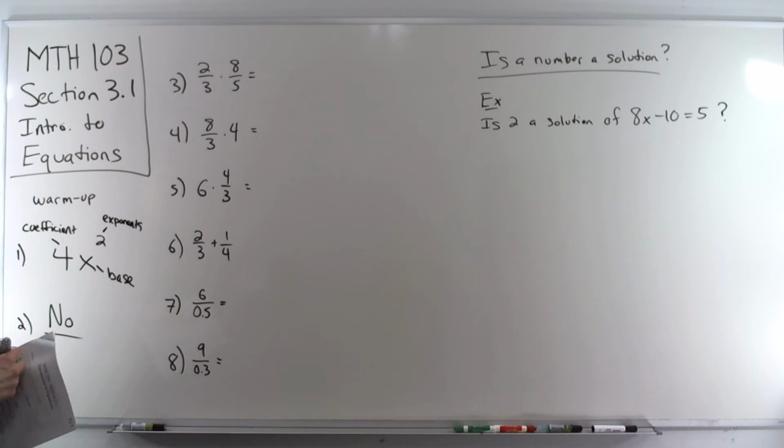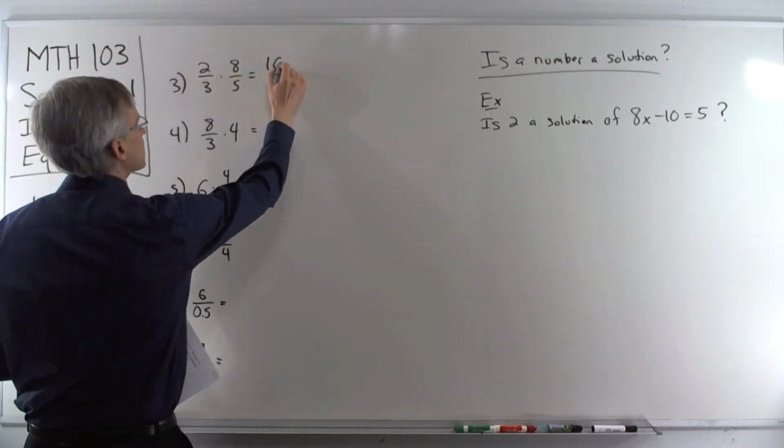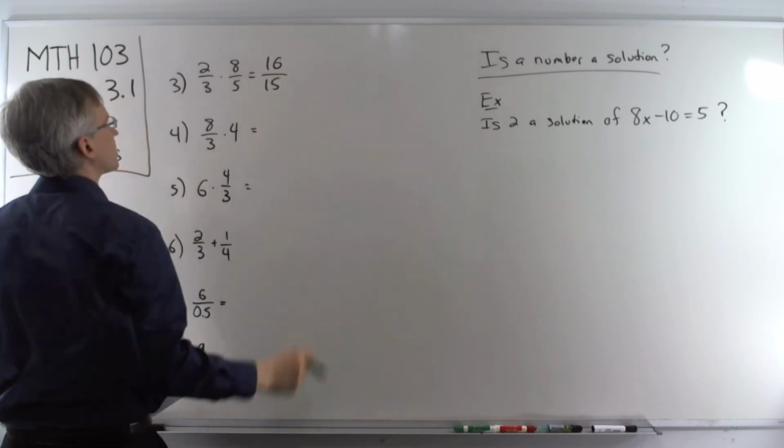Number 3, we're multiplying some fractions here. We're just going to multiply straight across. 2 times 8 is 16. 3 times 5 is 15. So 16/15.